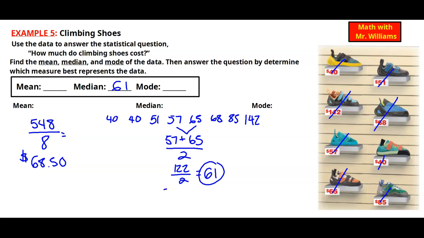Let's change that to money too. $61. And now let's find the mode. Which one actually happened the most? So I can see the mode here.